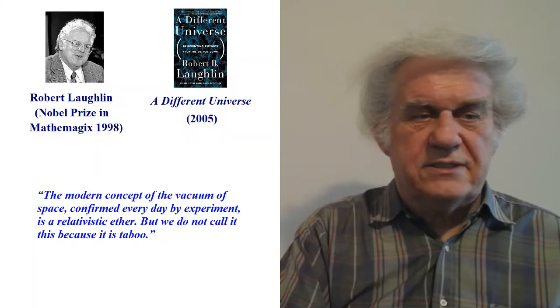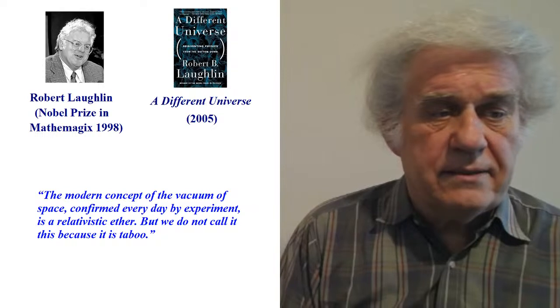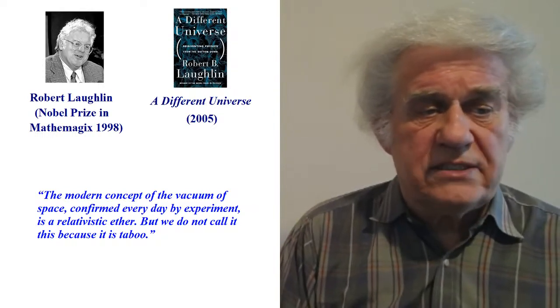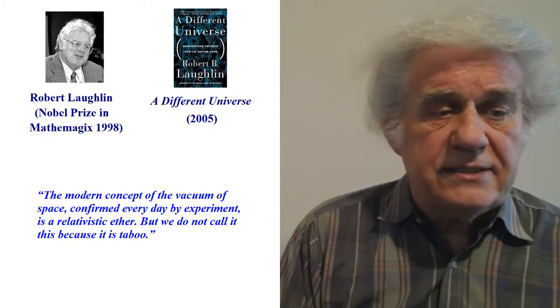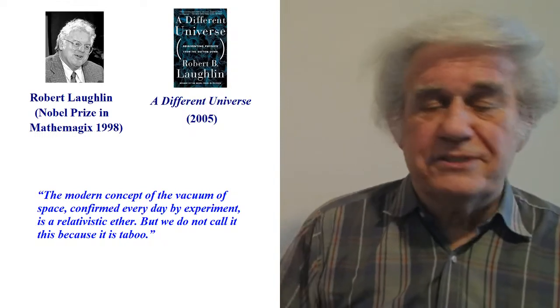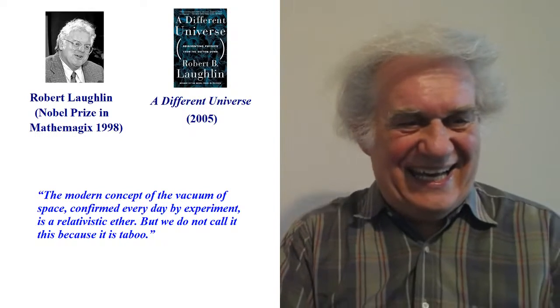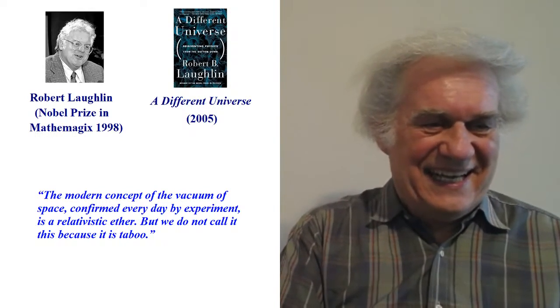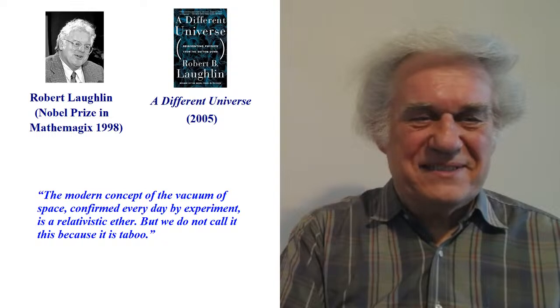And here we have a fellow Nobel Prize winner, just so you don't accuse me of inventing all this stuff. Here's Robert Laughlin, Nobel Prize, and he tells it to you in your face. He says, the modern concept of the vacuum of space, confirmed every day by experiment, is a relativistic ether. But we don't call it that because it's taboo. Yeah, it's taboo to talk about the ether, so they don't call it that. But that's what it is.